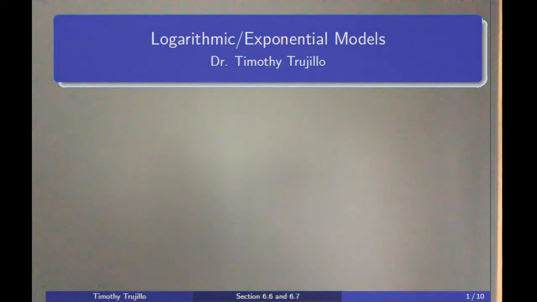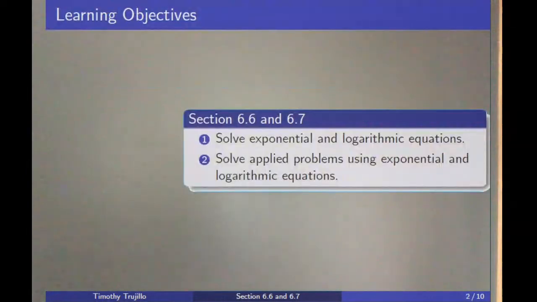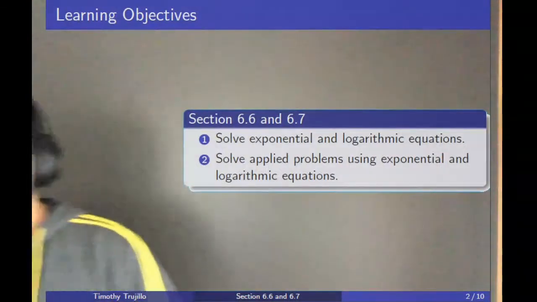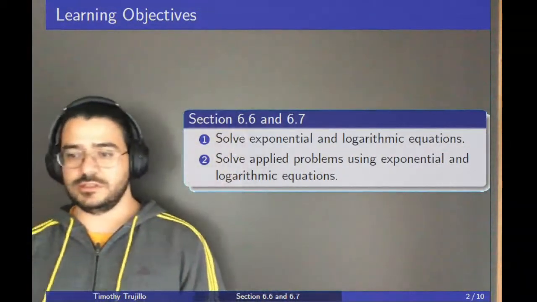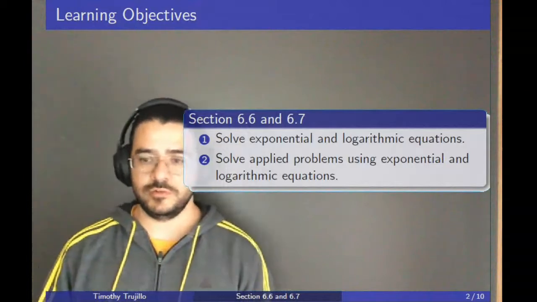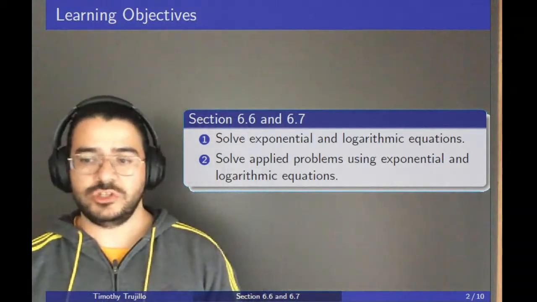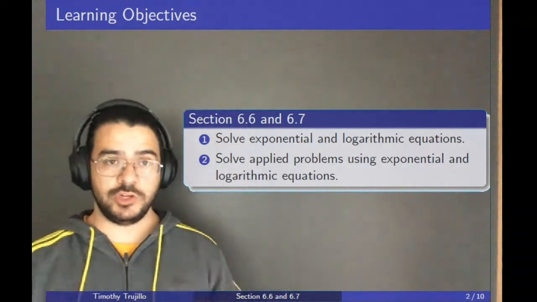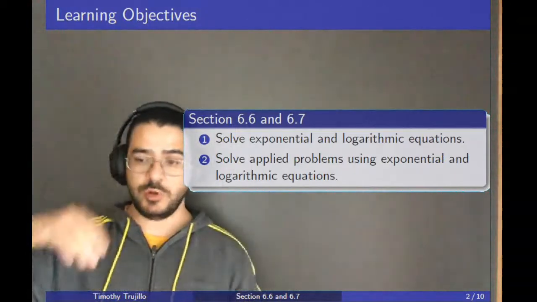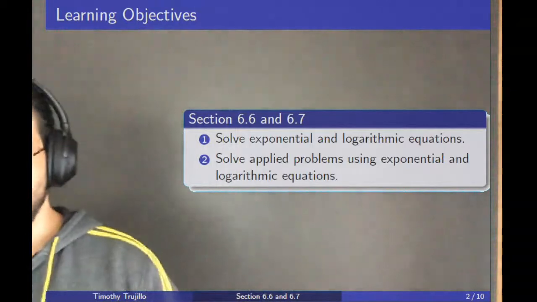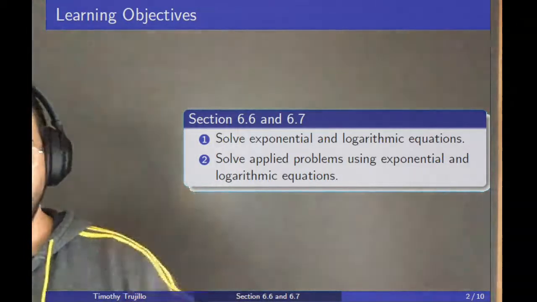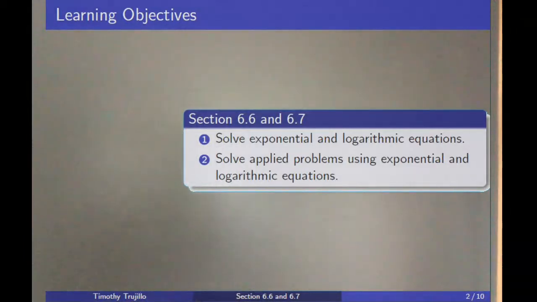So the learning objectives for today are just twofold. The first is what's going on in section 6.6, and it's solving exponential and logarithmic equations. What that means is just an equation that has an exponential in it, where the unknown is up in the exponent, or an equation that has a logarithm in it, and the unknown is on the inside of the parentheses of some logarithm.